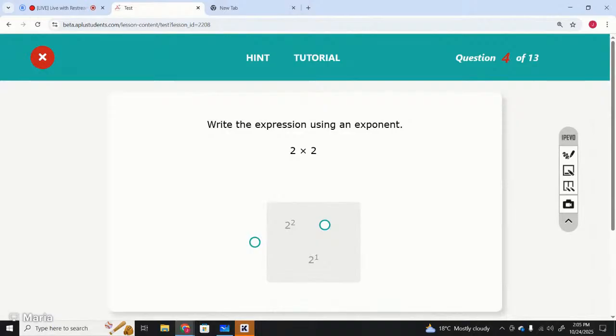Write the expression using an exponent. That is 2 times 2. Option number 1 is the correct option. It would be 2 exponent 2.